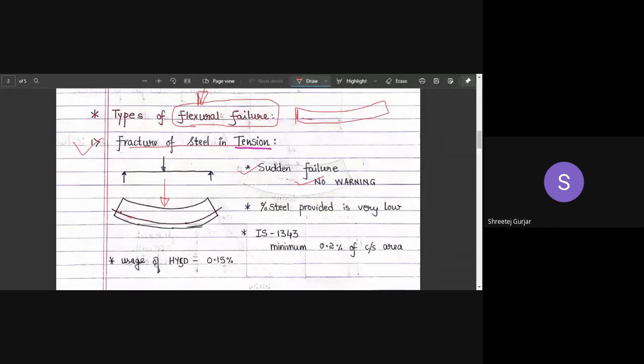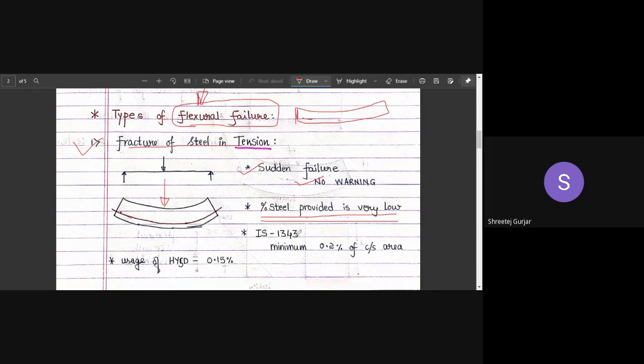So when will this happen? When the steel provided in the section is very low, when the forces coming on top of it are large and the steel is unable to handle those forces. Whenever you provide steel in very low percentage, this kind of failure is observed.